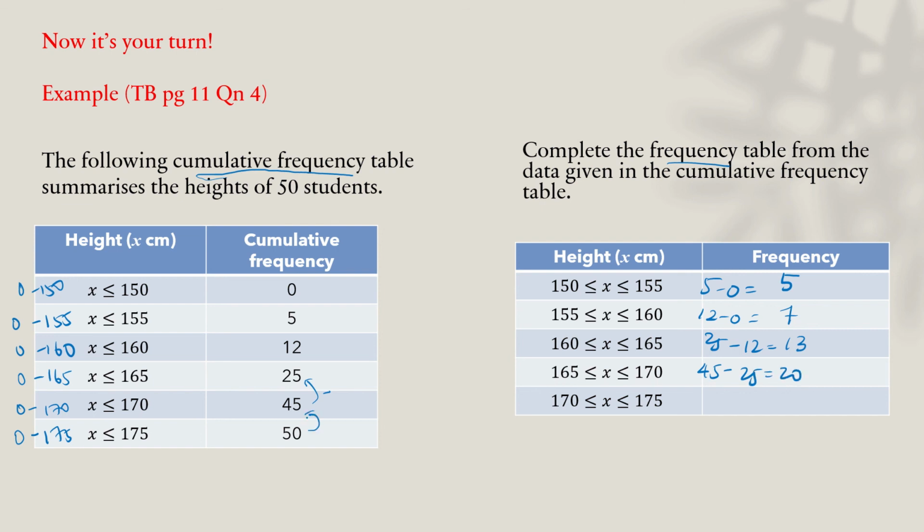And last but not least, we want between 170 to 175. So we take this class up to 175 minus 170. So 50 minus 45. So this is how you find frequency from the cumulative frequency table.